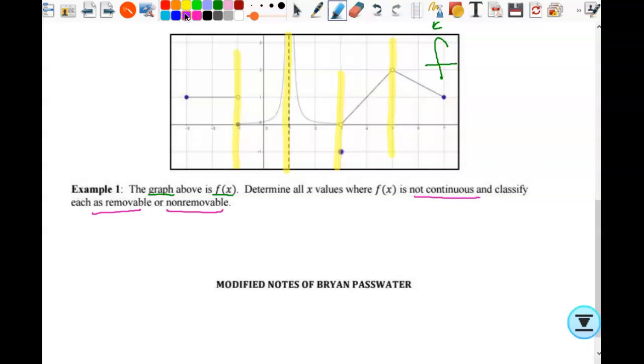All right, so I highlighted the x values where I have discontinuities, and it says removable and non-removable, so I will just classify them. Let's say removable at, and non-removable at. If you wrote them out each separately, totally fine, as long as they're labeled.